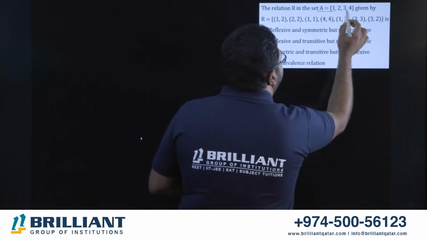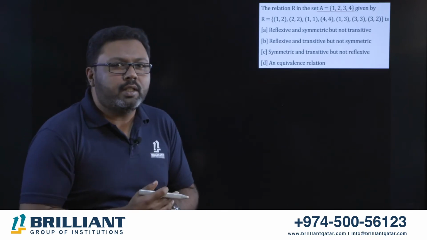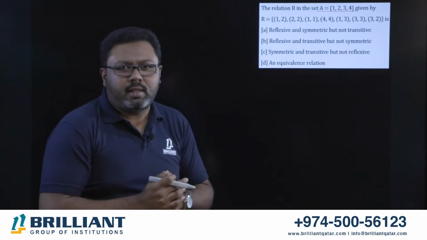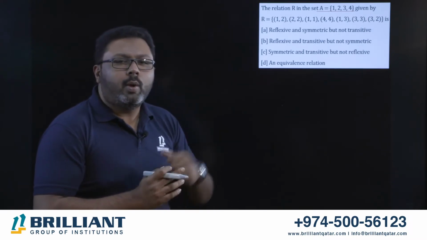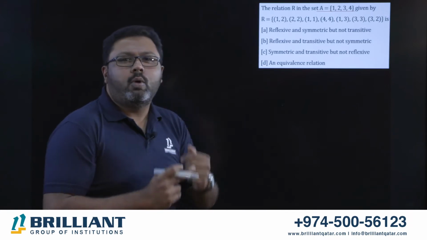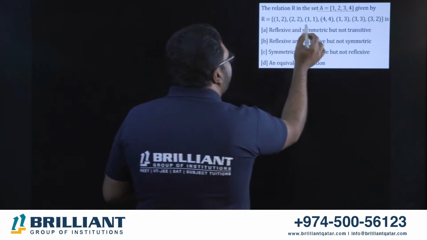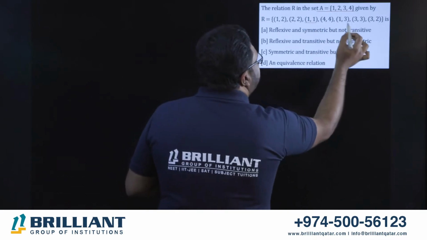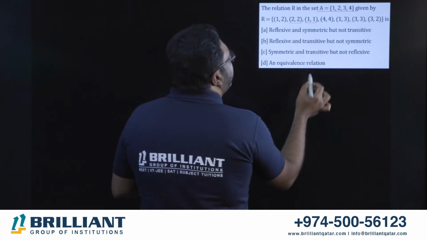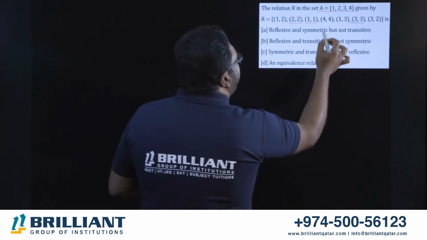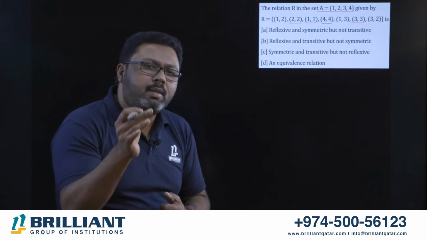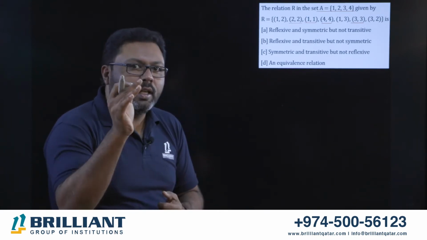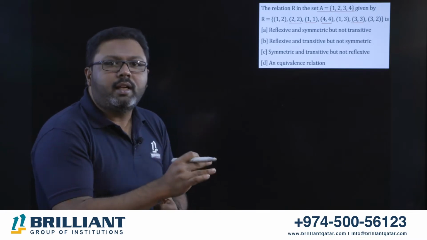The set is A = {1, 2, 3, 4}. The relation has to be reflexive if for every element in that set, there is a reflexive pair inside the relation. Look at the elements one by one: 1, 2, 3, 4. The reflexive pair for element 1 is (1,1), for element 2 it is (2,2), for element 3 it is (3,3) and for element 4 it is (4,4). It is very clearly visible that for every element inside the set, there is a reflexive pair inside the relation.